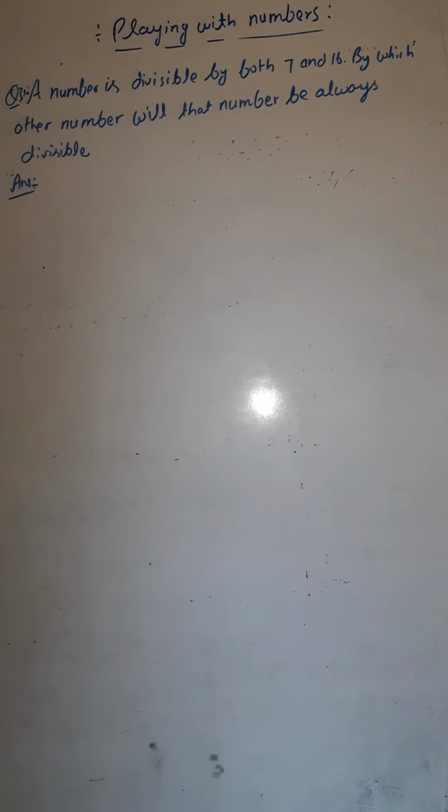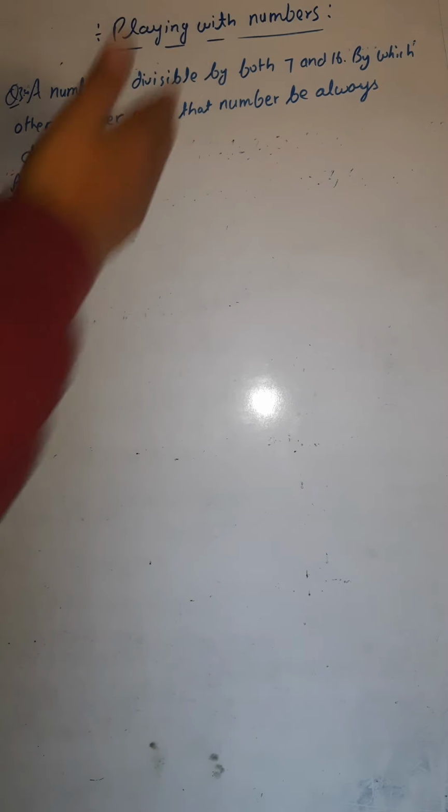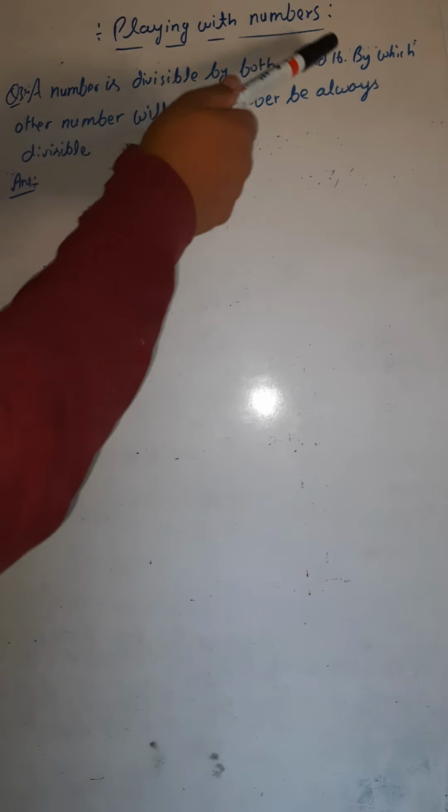Now dear students, this is the next question before you. Question is, a number is divisible by both 7 and 16. Find by which other number will that number be always divisible. Let me read it once more. A number is divisible by both 7 and 16.